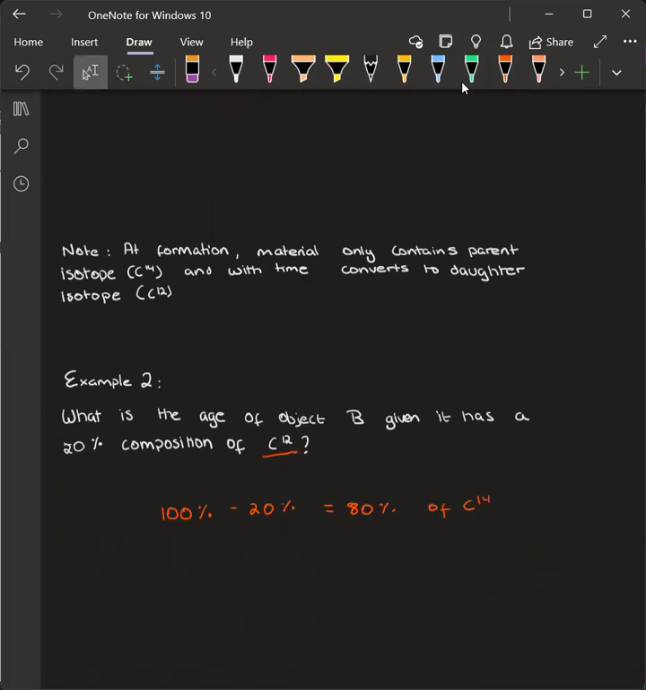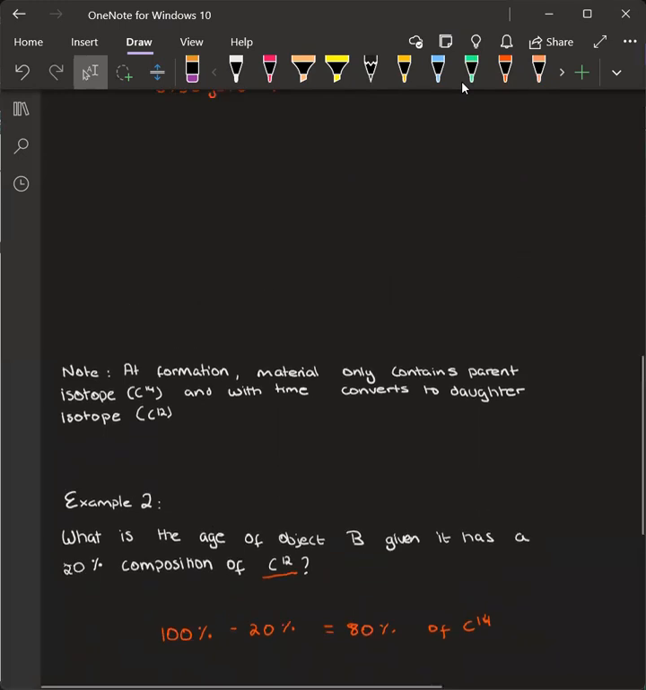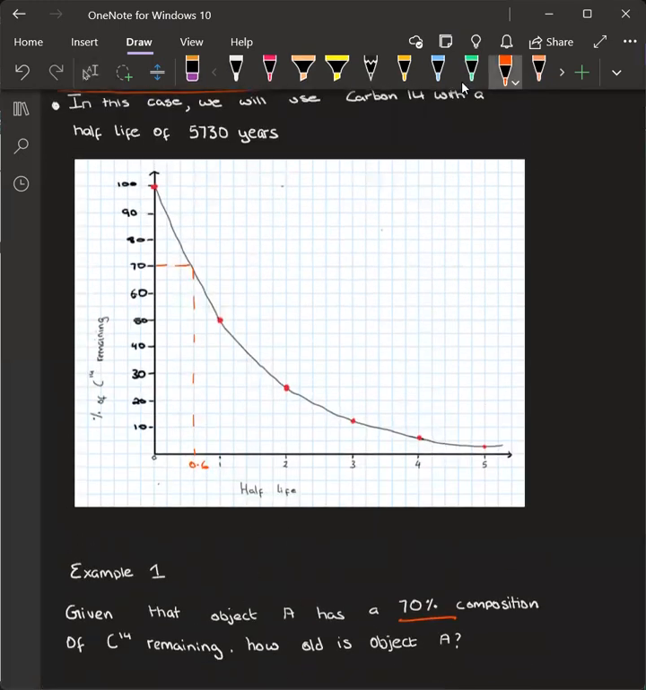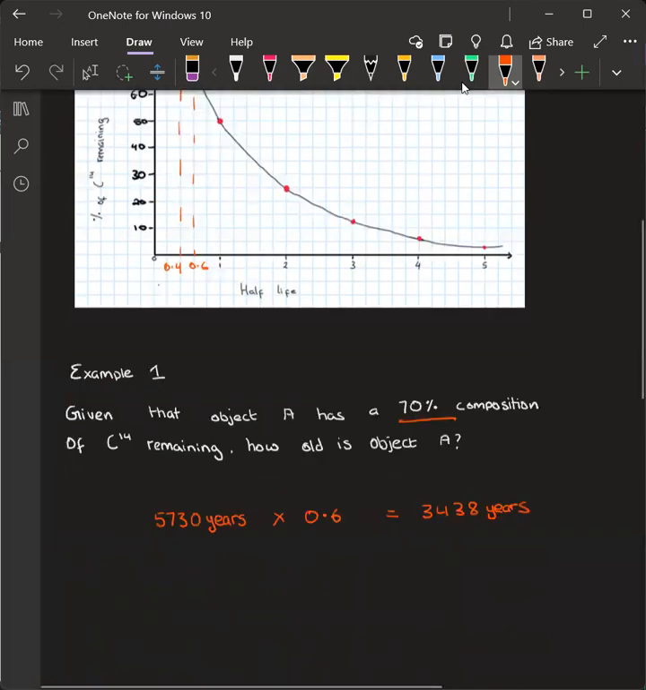carbon-14 in object B. And since now we have the value in terms of percentage of carbon-14, we can use our half-life curve once again at the value of 80 to interpolate, and this time it gives us the value of 0.4 as the number of half-lives.